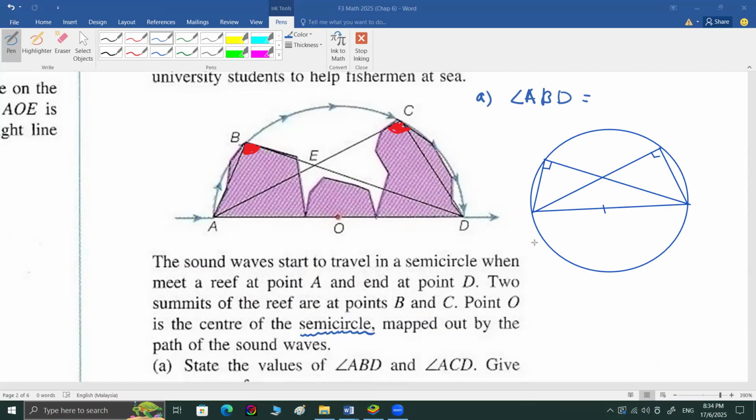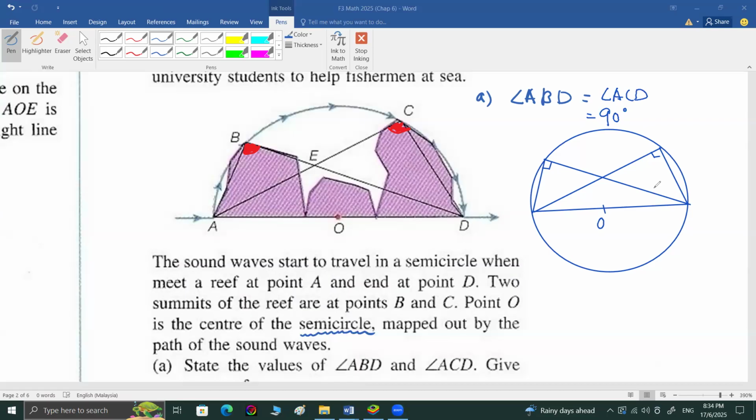Can follow all of you? I say when it comes to the diameter, take note. When it comes to the diameter, ABD is the same as ACD, 90 degree angle at the semicircle. Okay, now class?